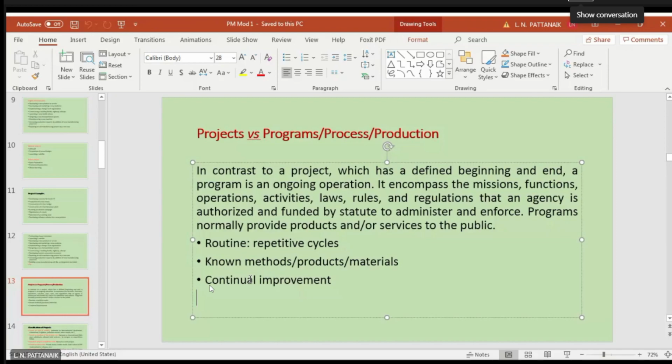So basically these programs or processes are repetitive cycles. They are routine affairs, routine jobs. You have to repeat that. It's not a temporary endeavor as a project is. A project is a temporary endeavor and it is very unique. It is something you do once in a while, and you are not going to repeat it. So that makes it different.